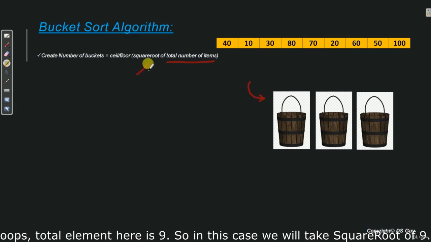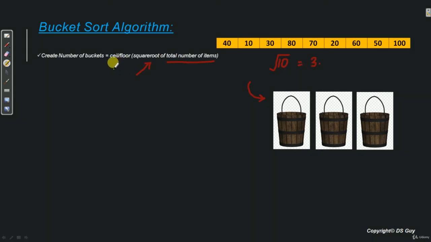We have to take the square root of that number. So here 10 is our number, and we find the square root of it, which comes to 3 point some decimal value. Now we can take either the ceil or the floor value of this number. In this case I have taken the floor value, that is 3, so I have created 3 buckets. In case you take the ceil value, it will be 4, so you can create 4 buckets in that case. Even that is fine.